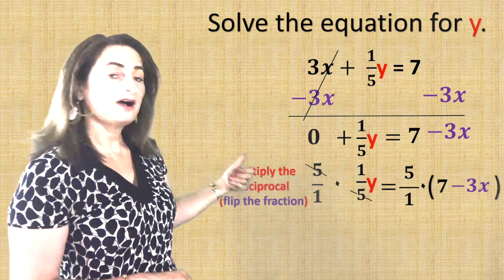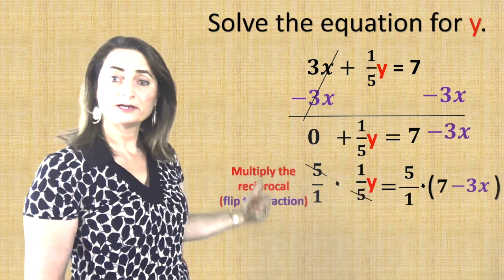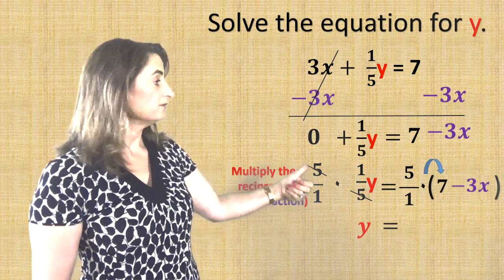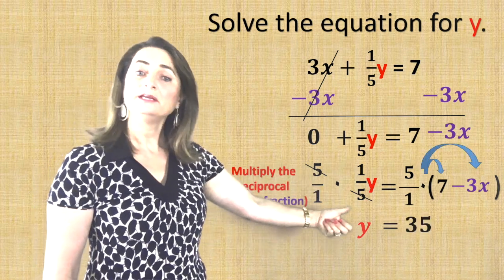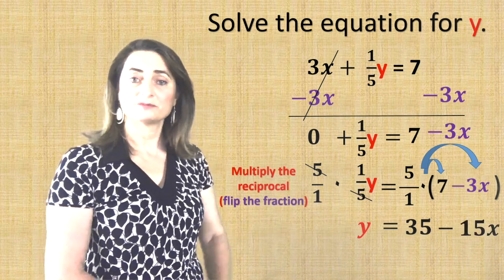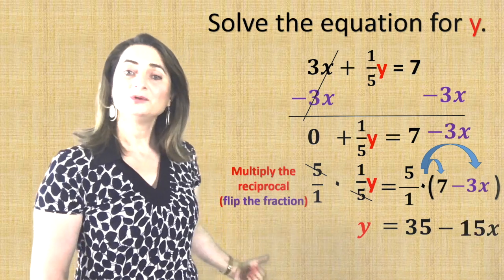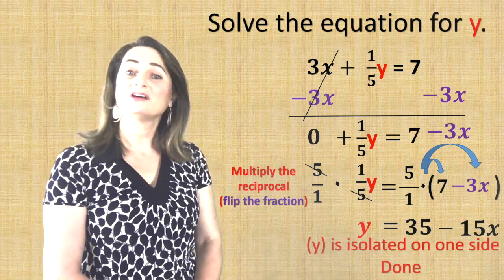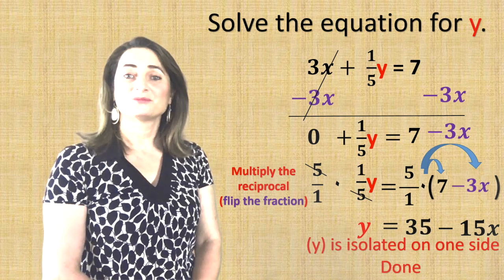5 divided by 5 is 1. 1 times y is y, so bring the y down. Bring the equal sign down. Now 5 times 7 is 35. And 5 times 3 is 15x. Of course, bring the minus down. Now you isolated y on one side of the equation in terms of the other variables and numbers in the equation.